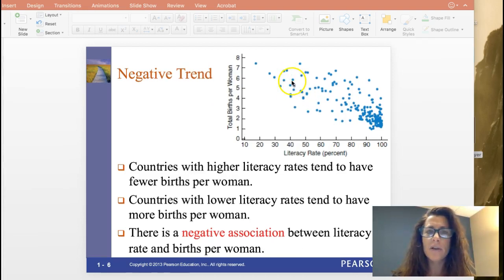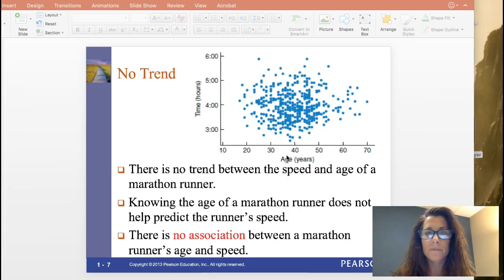Opposite situation here in negative trend. This is the literacy rate and total births per woman. So this is saying generally there's a negative correlation there, meaning that the women who have a higher literacy rate, literacy rate here of 100, have fewer births, and if someone has a lower literacy rate, generally they'll have more births. So again, negative association.